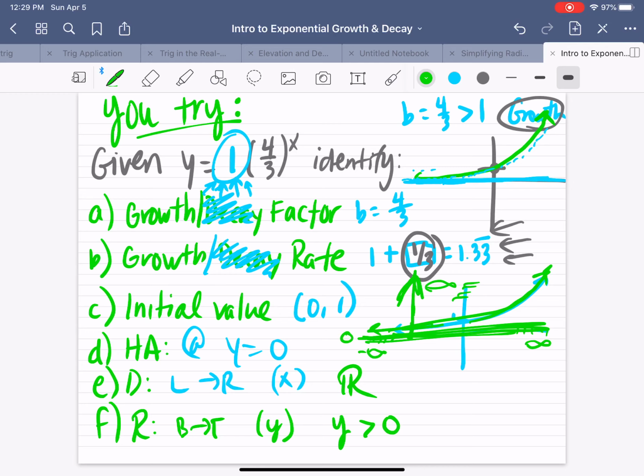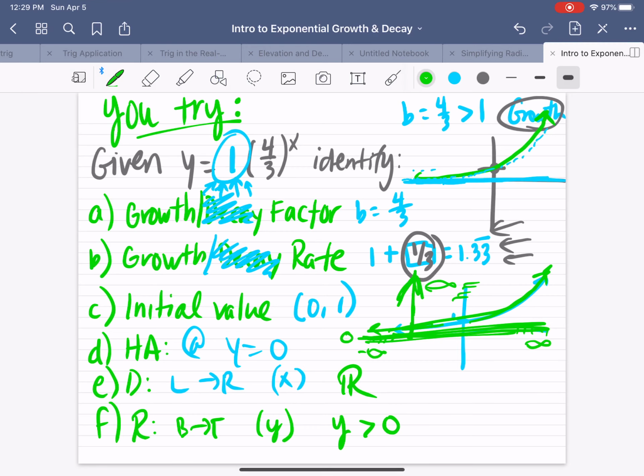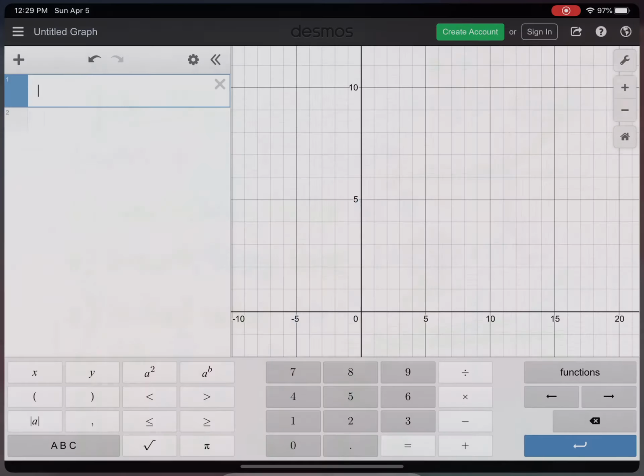And again, do not include the 0 because you have a HA at 0, which means you never touch 0. And let me prove that to you using the graph. So let me go back and graph the one we just worked on. So 4/3 to the power of x.